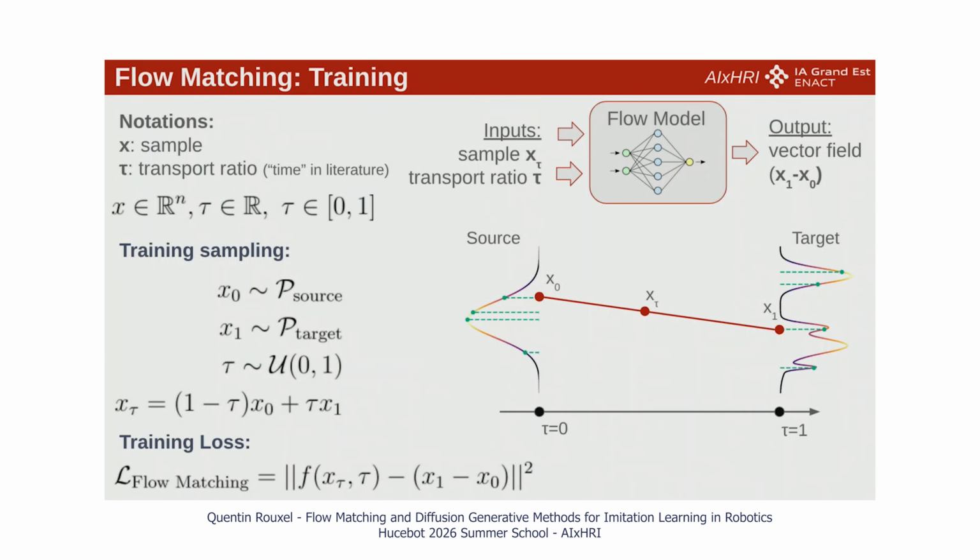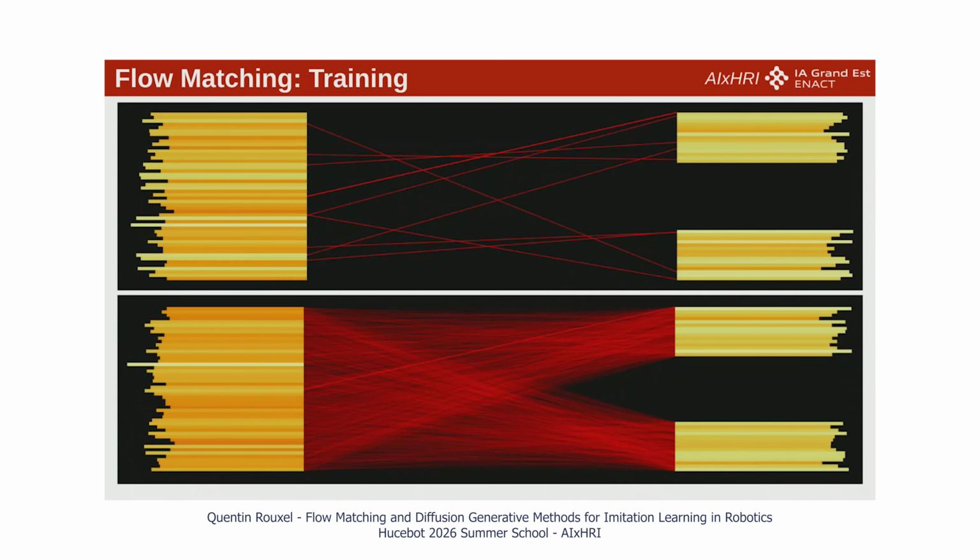The whole idea is, imagine we sample a transport ratio equal to 0, which means we are here. Which means that when we are at this point, we are trying to fit at this point the one step vector that transforms x0 to x1 directly. And we do that all along the line by randomly sampling a point here. So I will try to give you a bit more intuitive understanding of what is happening.